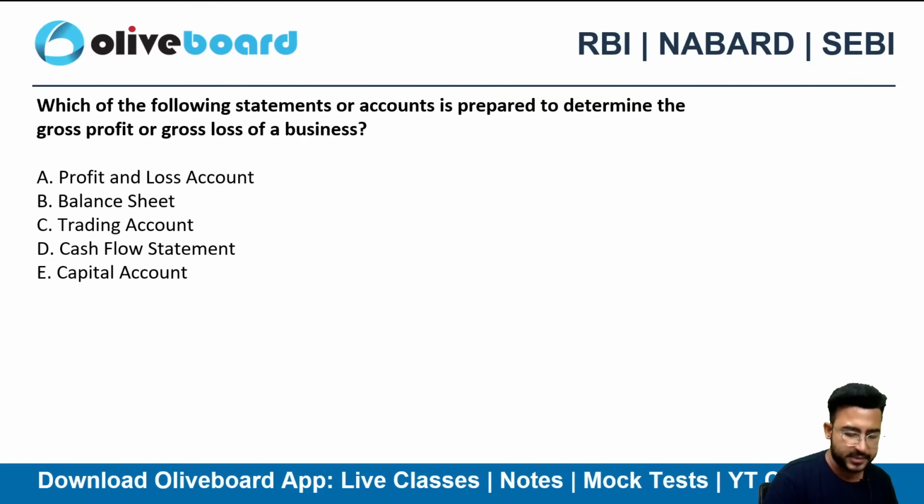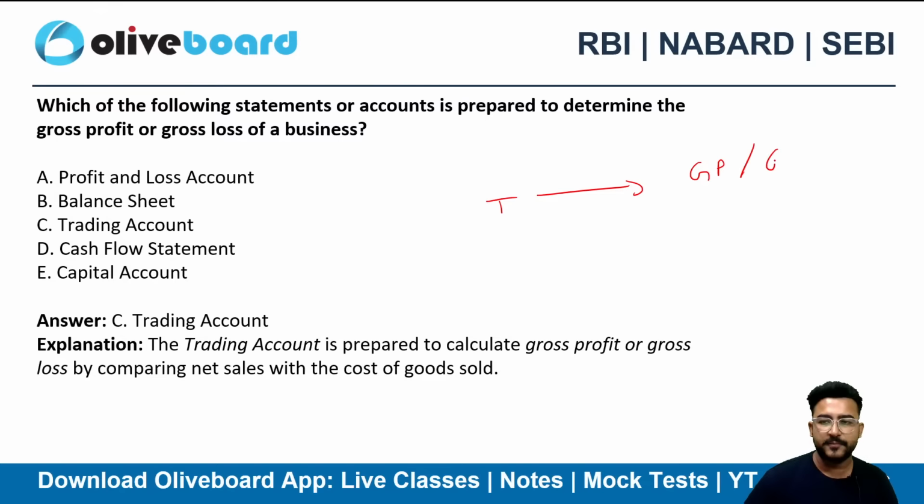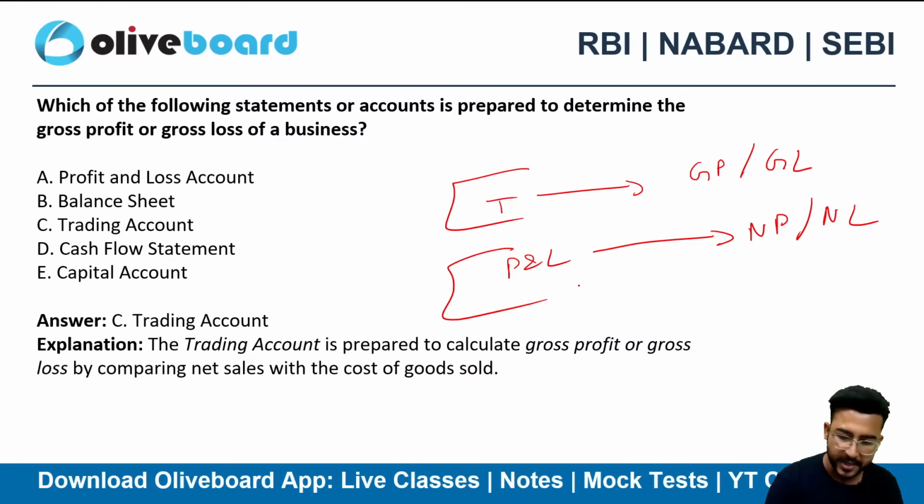The correct choice here is option C, trading account. So very good, Manish. Trading account shows the gross profit or gross loss. P&L account shows the net profit or net loss. Please do remember this. All the direct and indirect expenses and incomes are there in my trading and P&L account. The direct income and direct expenses are in my trading account. The indirect expenses and indirect income are in my P&L account.